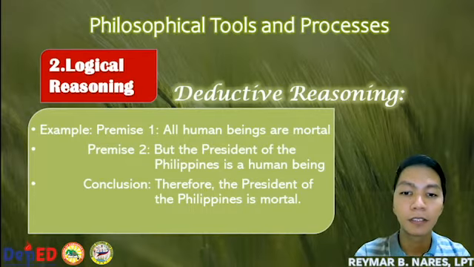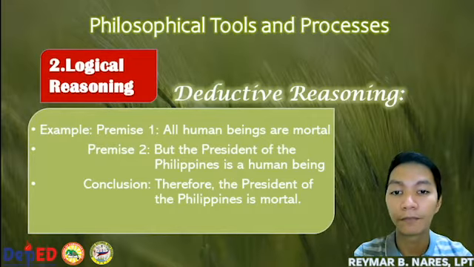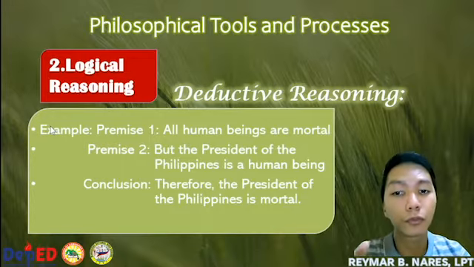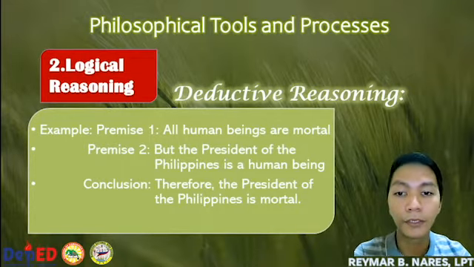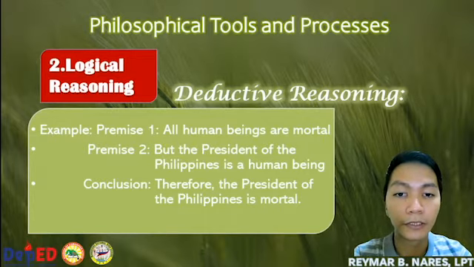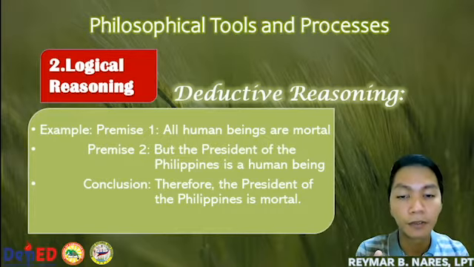So, you see, we use deductive reasoning. So, ano ba yung deductive reasoning? It is general to specific. General truth to specific truth. In other words, from universal to particular. So, galing siya sa broad or general and then hanggang sa makarating tayo sa specific.